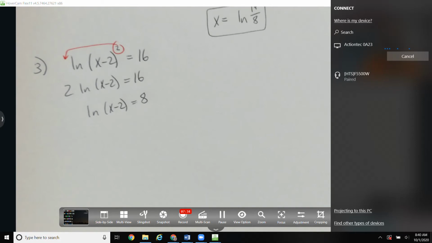And then we can do the loop-de-loop wraparound thing to undo the natural log.